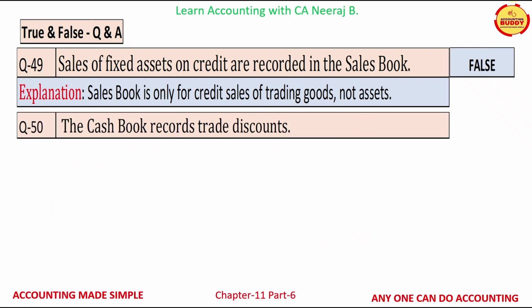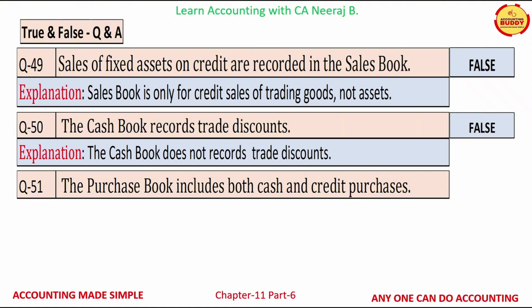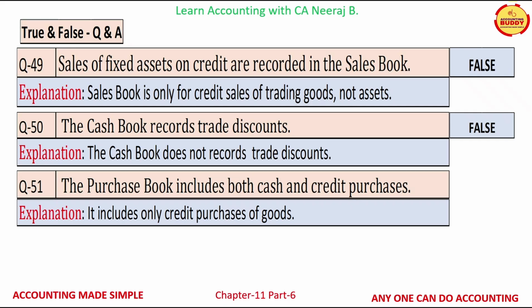Question number 50: the cash book records trade discounts, and the fact is the cash book does not record trade discounts. Therefore, it is a false statement. Question number 51: the purchase book includes both cash and credit purchases, and the fact is it includes only credit purchases of goods. Therefore, it is again a false statement.